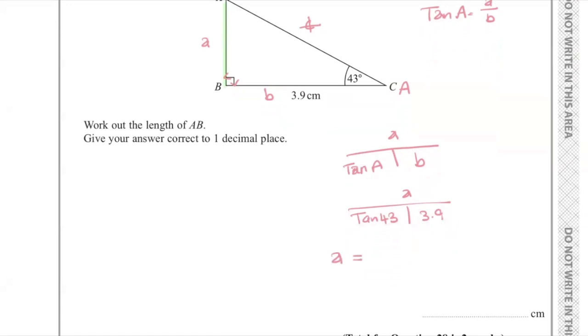These are side by side, so I need to multiply them. Put that in your calculator, and that's what you get. We've got to round it to 1 decimal place, so we're cutting here. 3 is not big enough to round, so the answer is 3.6.